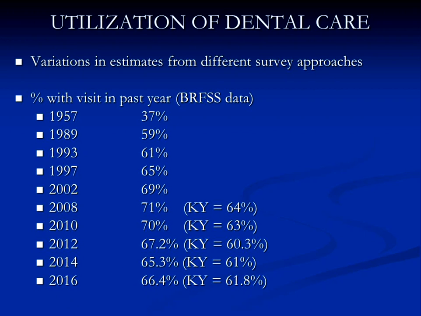You can also see that Kentucky followed suit. We've always been less than the nation as a whole. And so we've been mid 60s since 2008. And then in 2012, we also took a dip there and hit like a 60% utilization rate there. So for testing purposes, I want you to know the trend of the percentage of visits within the past year, and I want you to know the 2016 numbers for both Kentucky and the nation.